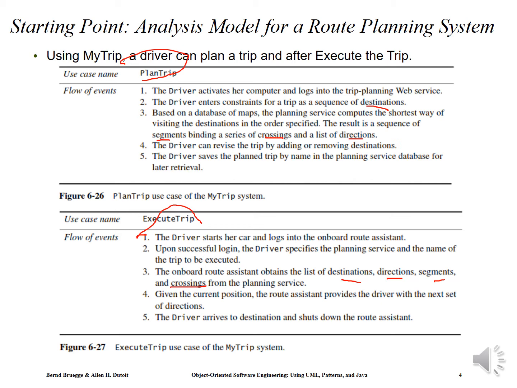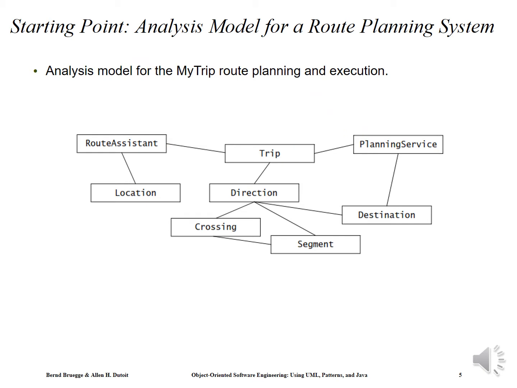Now we have identified the following objects from the use cases, and on the basis of that we obtained the following analysis model. In the analysis model for MyTrip, these are the objects: route assistant, trip, planning service, direction, crossing, segment, destination, and location. And this line represents the association between them.